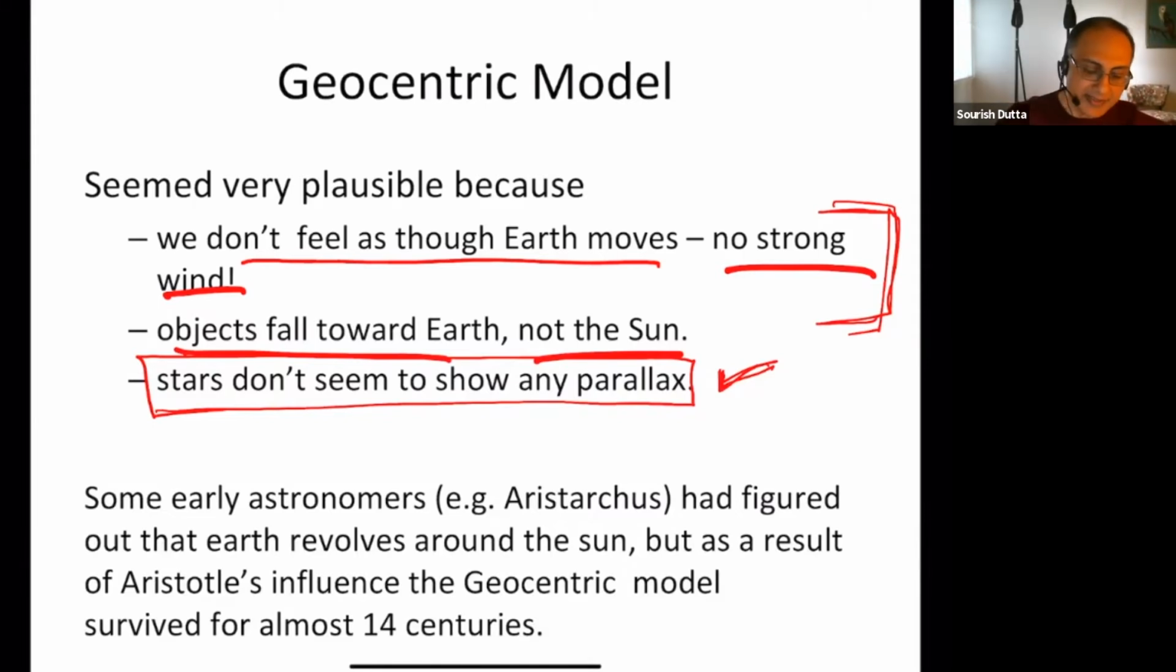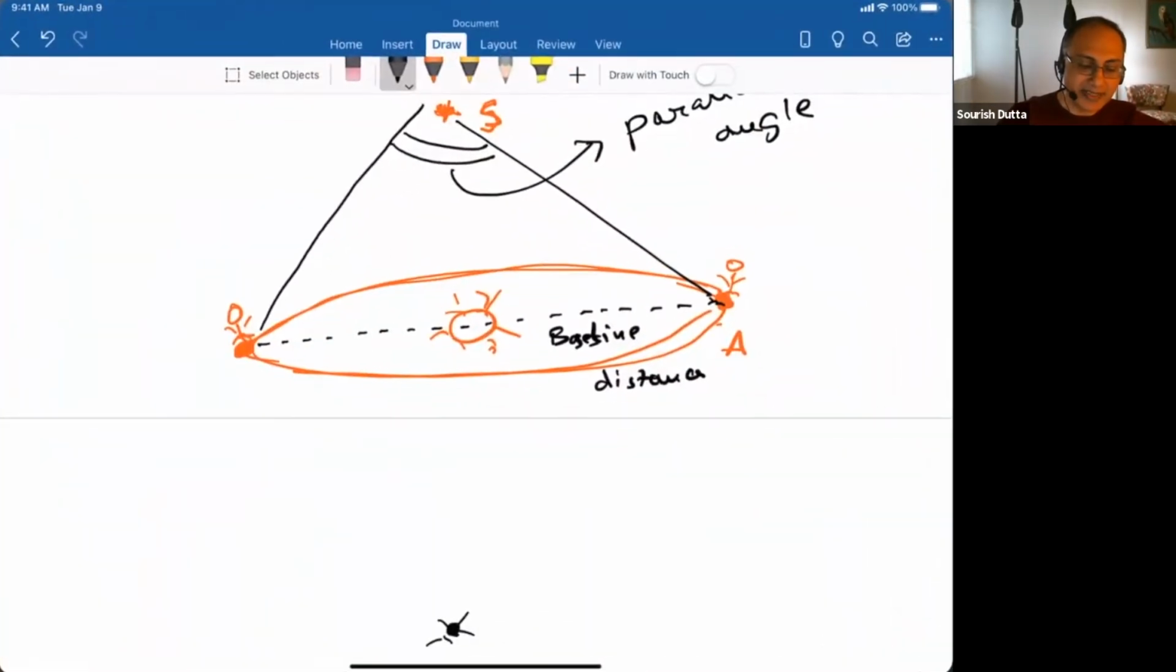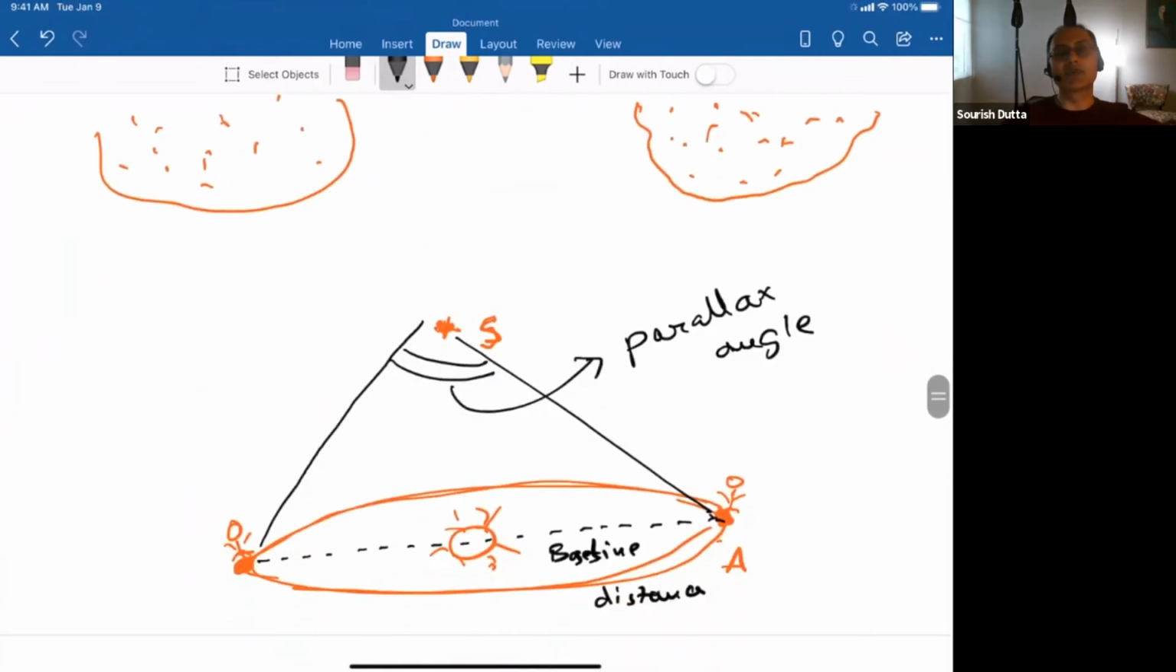But the real reason why they didn't see any parallax is because the stars are so incredibly far away. So the parallax angle that you would see for nearby stars is so insanely tiny that you need specialized equipment to be able to measure such an incredibly tiny angle. At that time, they had nowhere close to the technology to be able to measure such tiny, insanely tiny shifts in the position of a star. So that is the real reason why they didn't see any parallax.